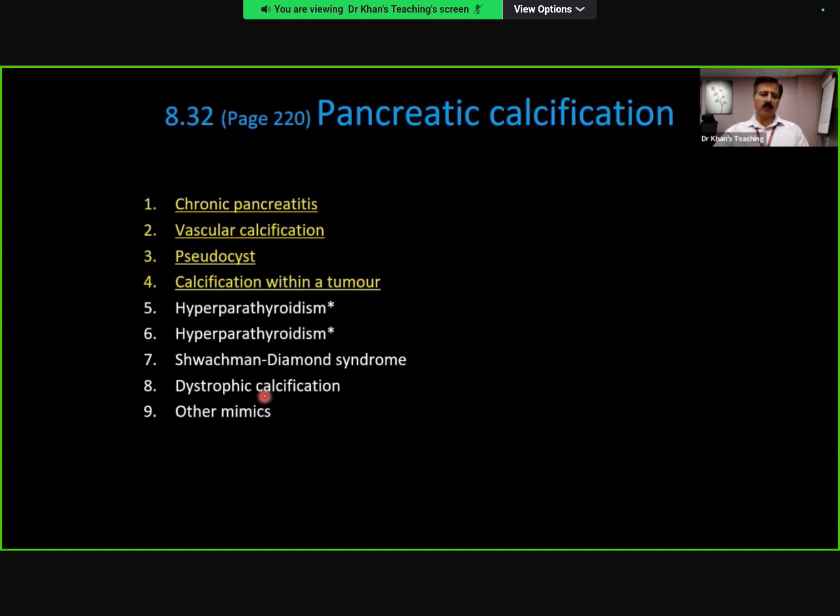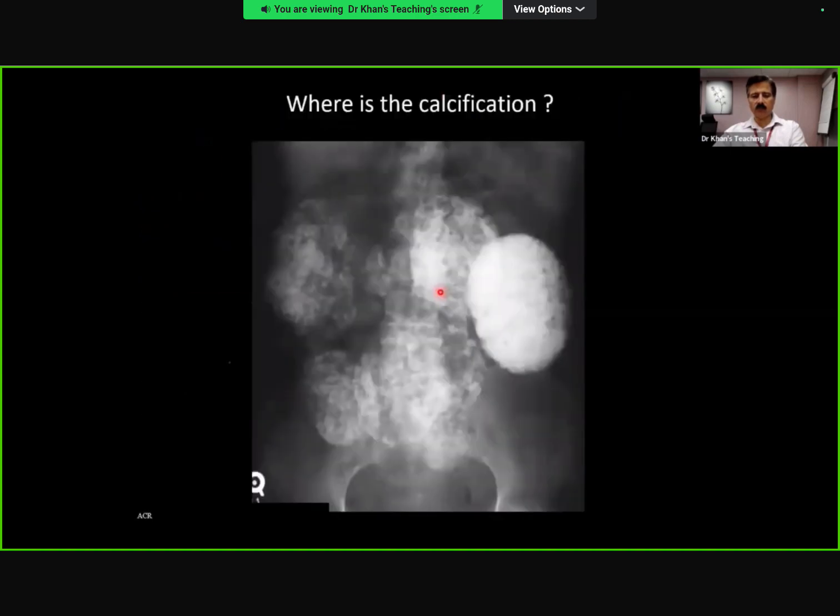Many of these things you have to remember because it can also become a sort of long case. So read this differential with great details, should I say.